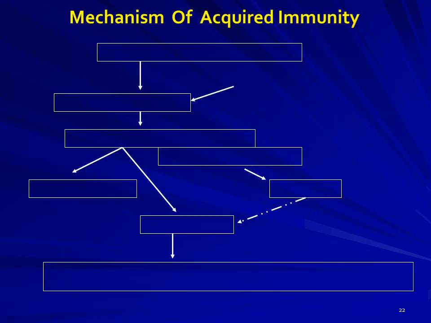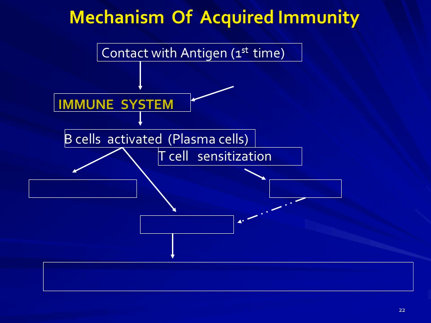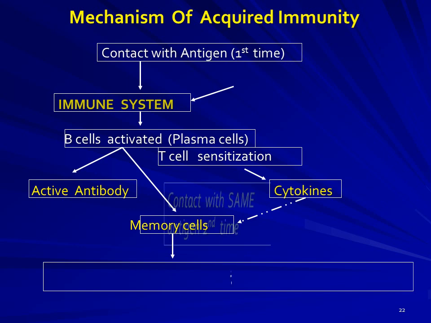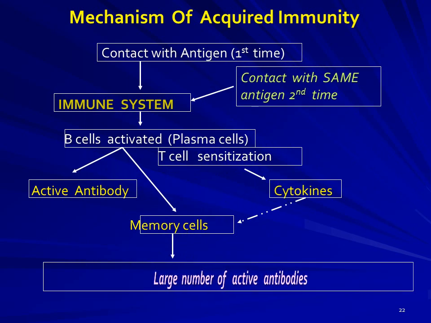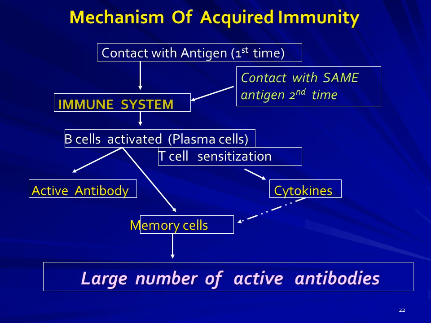If you see the mechanism of active immunity again, when the immune system gets exposed to the antigen, it activates the B lymphocytes and sensitizes the T lymphocytes and produces active antibodies, and the T lymphocytes produce cytokines, and both are responsible for the production of memory cells. If the individual is then exposed to the second dose of the same antigen, it stimulates the memory cells and produces a large number of active antibodies.